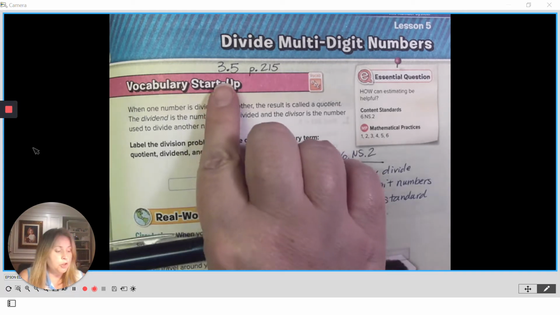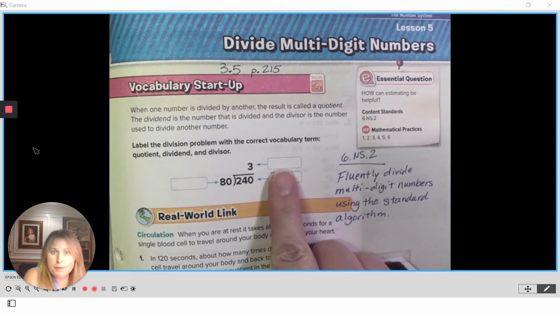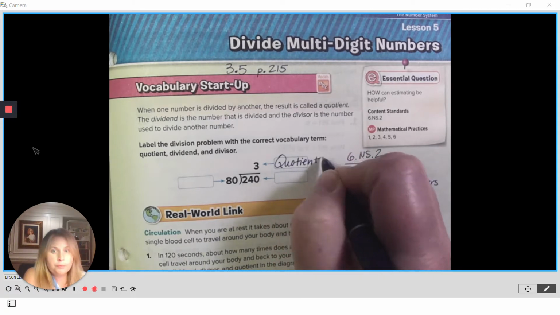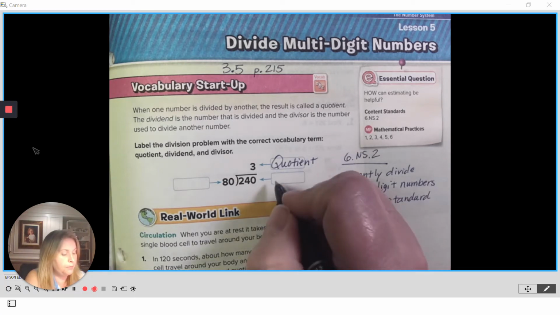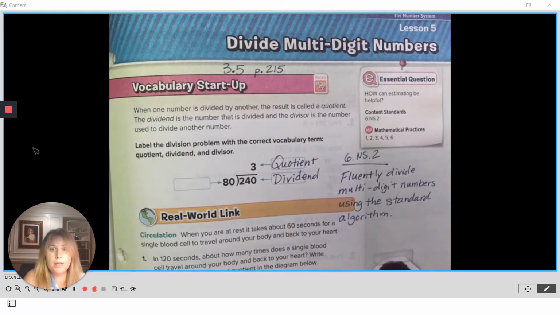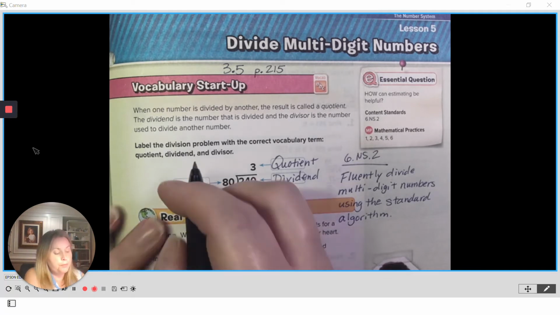So again, today we're working in chapter 3, lesson 5, page 215. First of all, we want to make sure we have a common vocabulary that we will be working with. When one number is divided by another, the result is called a quotient. So the answer to a division problem is called a quotient. The dividend is the number that is divided. And the divisor is the number that is used to divide another number.